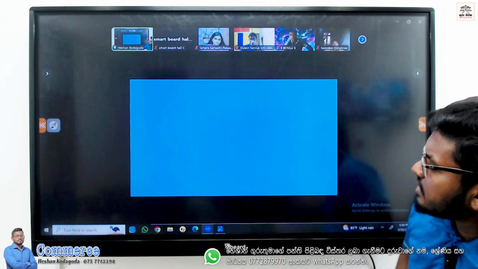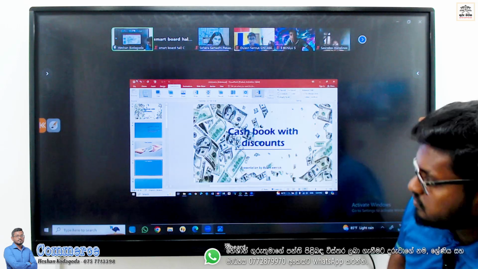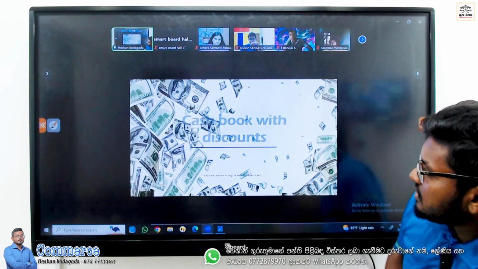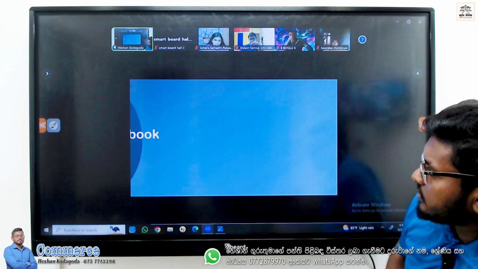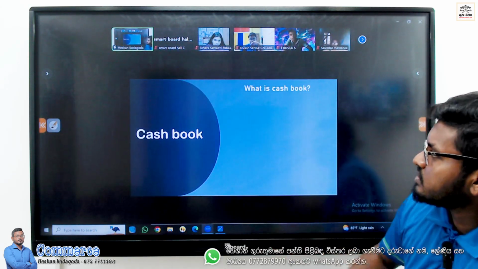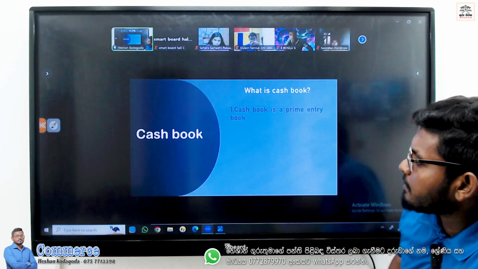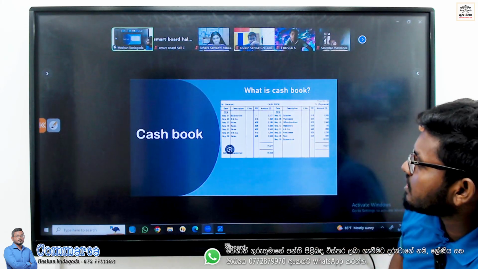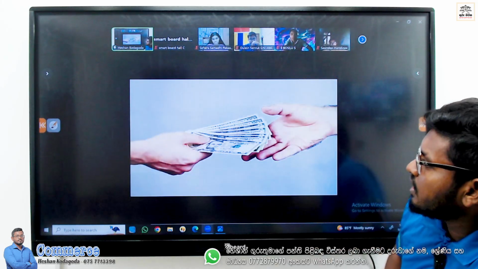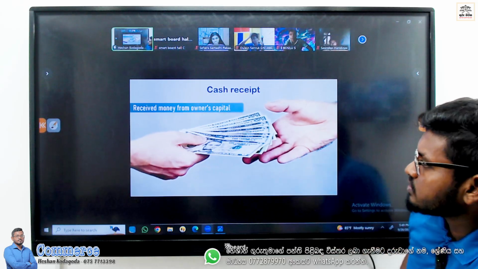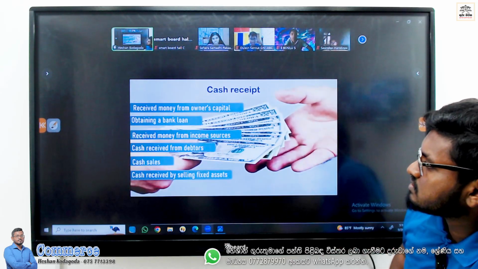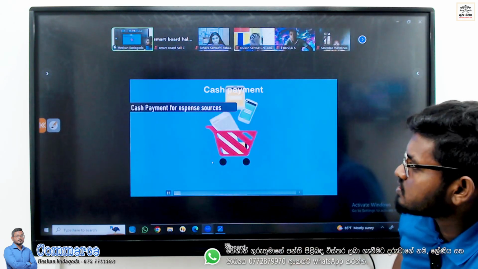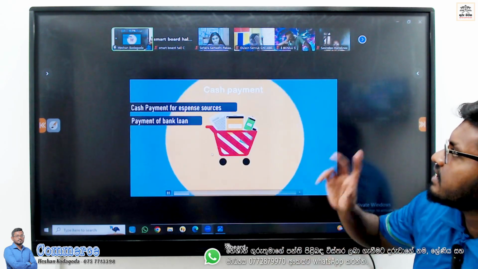Let's quickly go through the first slide. Next slide. You can see about the cash. Let's move here. The cash balance is there, in a format, and you can see these are the cash receipts. Next, you can see the list of cash payments.